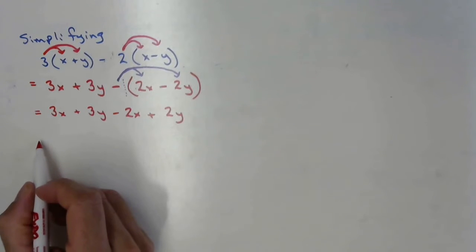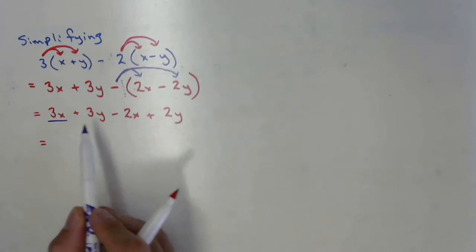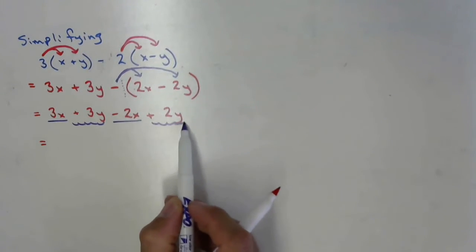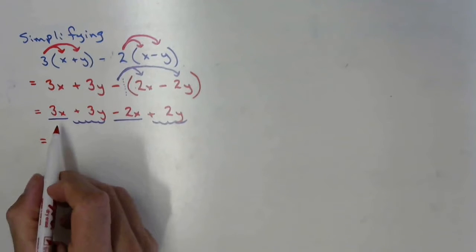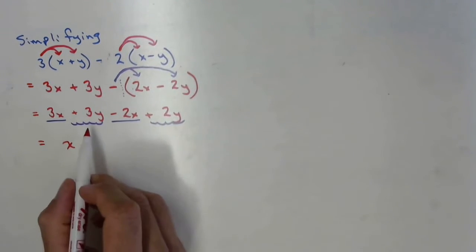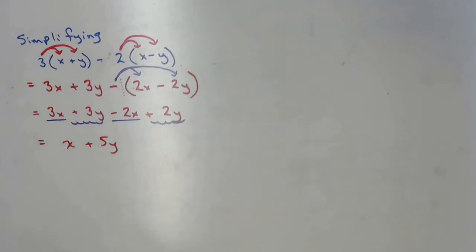Now what can I do? Now I can group like terms. So I have x's here, and I have y's here. Well, how many x's do I have? I have 3, take away 2, that leaves me with 1x. And y's, I have 3 plus 2, 5 y's. Okay?